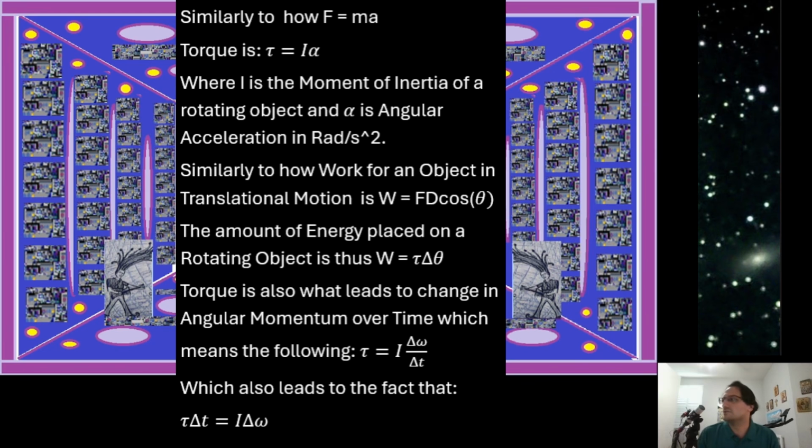Torque is also what leads to change in angular momentum over time, which means the following. Since torque is moment of inertia times angular acceleration, torque is also moment of inertia times the change in angular velocity over the change in time. And if we multiply by the time, we get that torque times the change in time during an action is equal to the moment of inertia times the change in angular velocity.